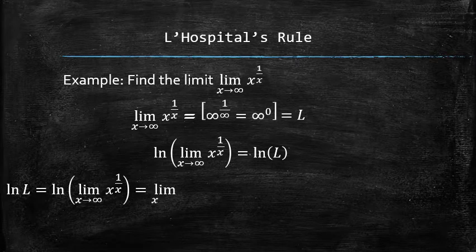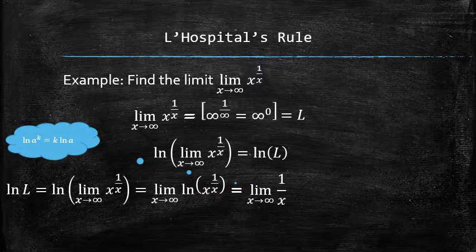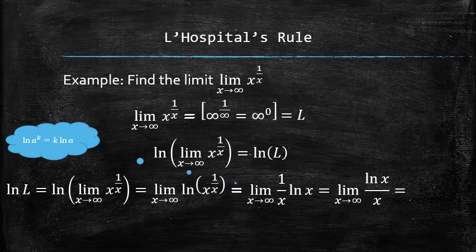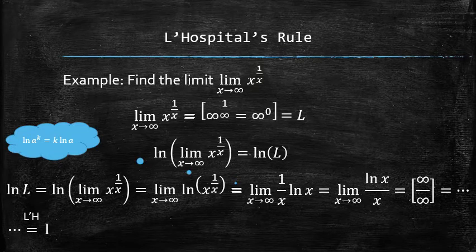Since ln is a continuous function, we can pass it through the limit and then use the property of the logarithms to take the exponent out of the logarithm. We rewrite the product as the ratio, and now we have a limit that has the infinity over infinity indeterminate form to which the L'Hopital's rule applies.